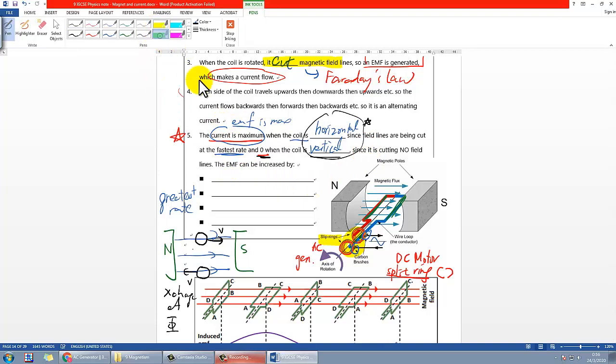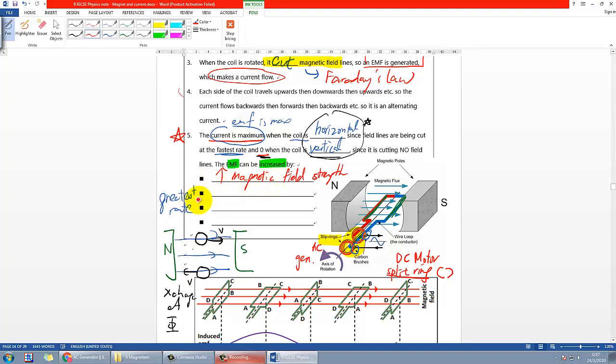Lastly, the question asks you how we can increase the EMF. So there are a few ways to do it. The first thing to do is apparently make your magnet stronger, so that will be increasing the magnetic field strength. Or you can say using a stronger magnet, but I actually like to use magnetic field strength increase, which is a more precise description.